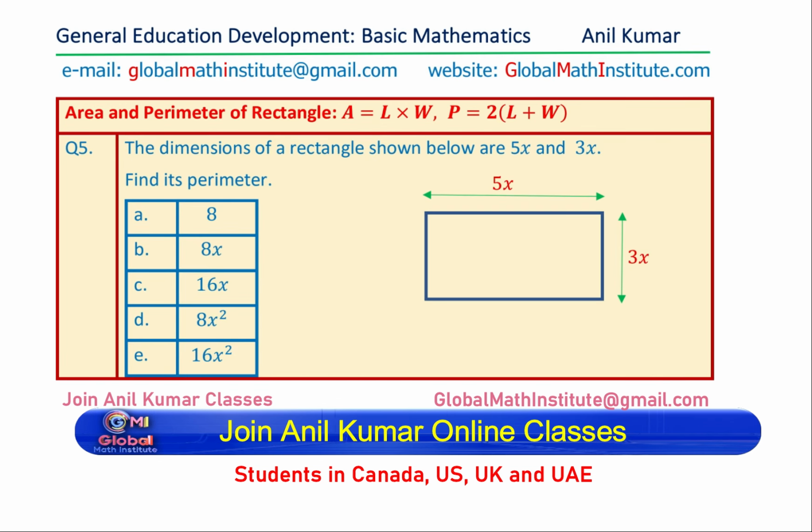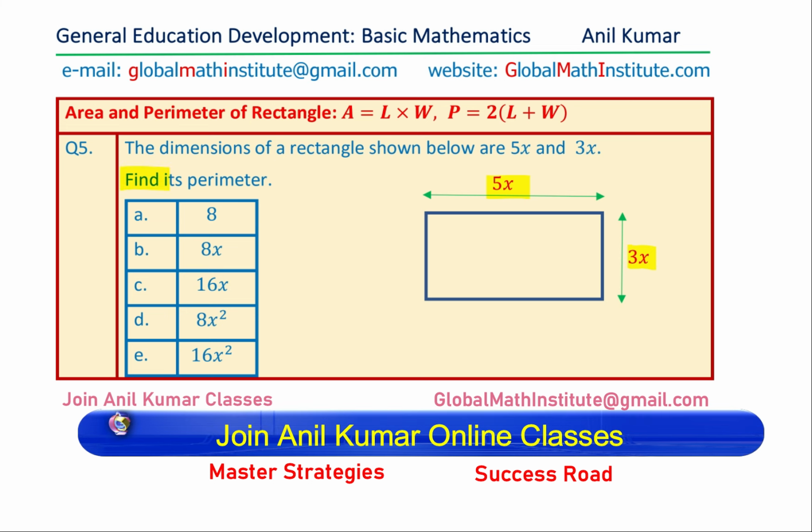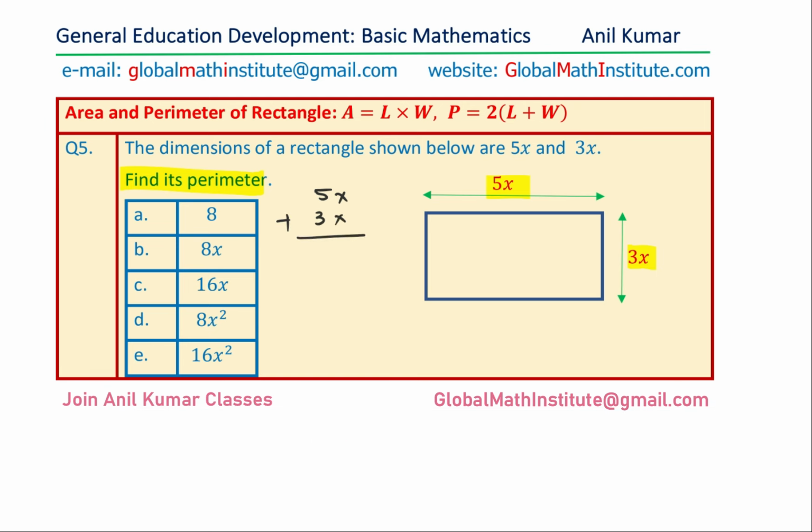We are already midway, right? The dimensions of this rectangle shown below are 5x and 3x. This time you need to find the perimeter. You can actually pause the video and answer the question. Perimeter means the sum of all the sides. So you can add 5x and 3x and then multiply by 2. We have 8x, and when you multiply by 2, you get 16x.